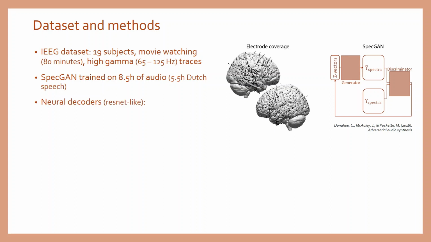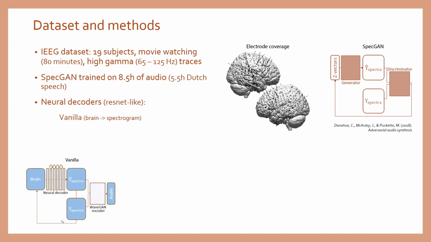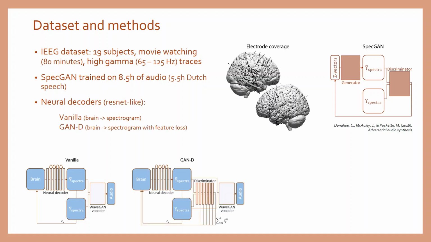We trained 3 neural decoders. First, the vanilla decoder was trained to predict audio spectrograms directly from the brain input by passing it through a set of convolutional layers with skip connections. Second, the GAN-D decoder had the same architecture as vanilla, but was trained using an additional feature loss. Speech GAN's discriminator was used as a feature extractor for computing this loss.